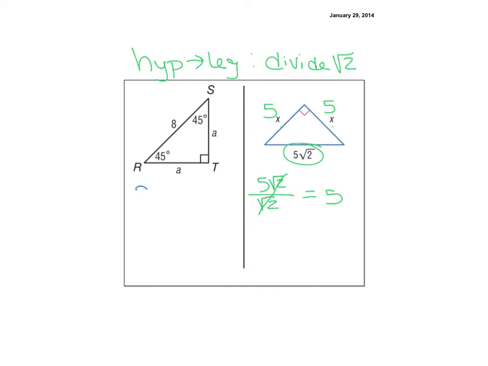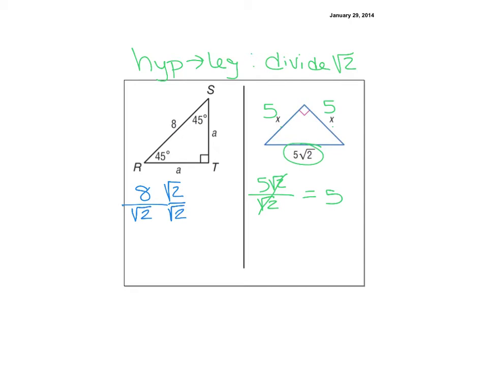So I'm going to take my 8, my hypotenuse, and I'm going to divide by root 2. Now, in the math world, having a square root on the denominator of a fraction is a no-no. So we can't do that. So what we're going to do is rationalize this fraction, and to do that, we're going to multiply both the top and the bottom by root 2. So we multiply the top and the bottom by that denominator.